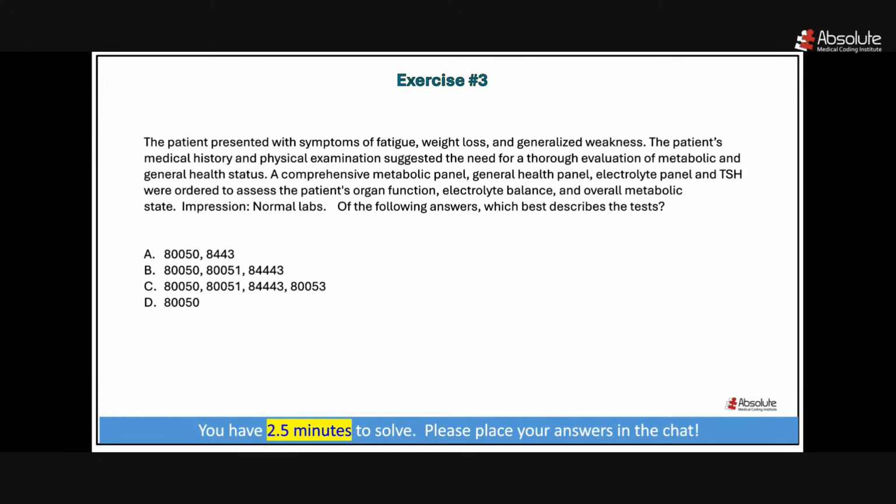The patient's medical history and physical examination suggested the need for a thorough evaluation of metabolic and general health status. A comprehensive metabolic panel, general health panel, electrolyte panel, and TSH were ordered to assess the patient's organ function, electrolyte balance, and overall metabolic state. Impression, normal labs. Of the following, which best describes the test performed? You've got 2 minutes, coders. I know you're going to rock it. All the best.